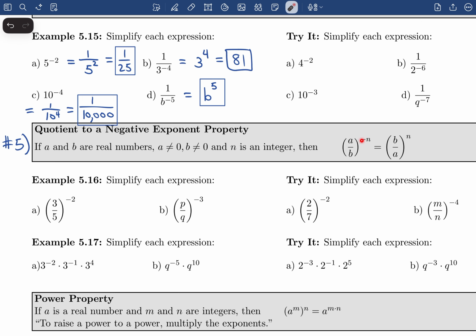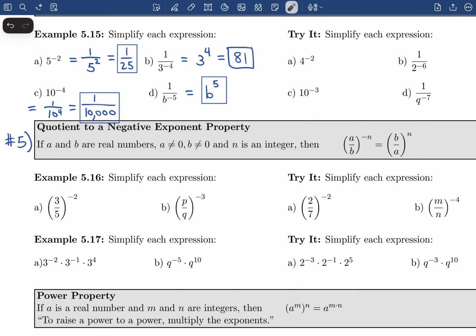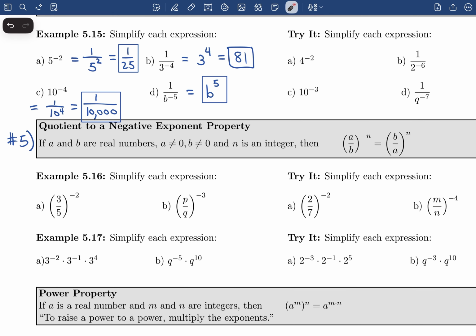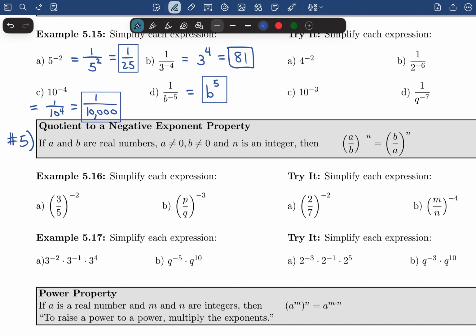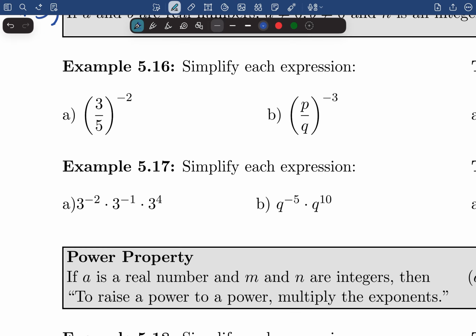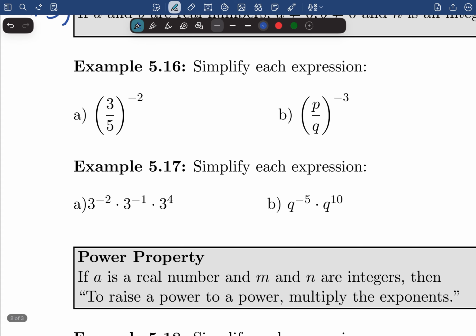What I can do to make that negative exponent become positive is I could take the reciprocal of that fraction. Okay, so a over b, taking its reciprocal, becomes b over a. And that negative exponent then became a positive exponent. We never want to have negative exponents in any final solutions. We'll always turn negative exponents into positive exponents. So here's an example of this in action.